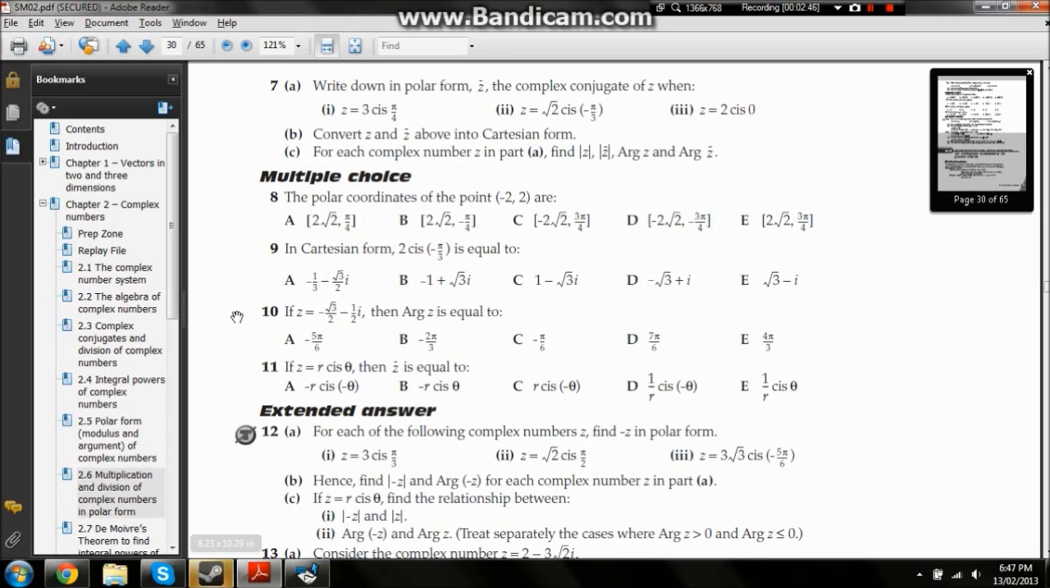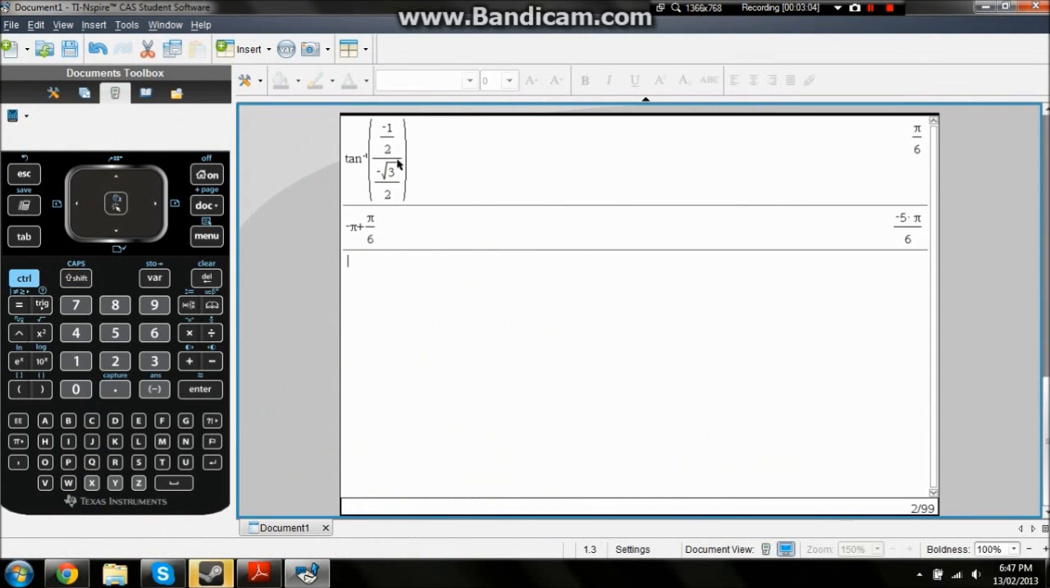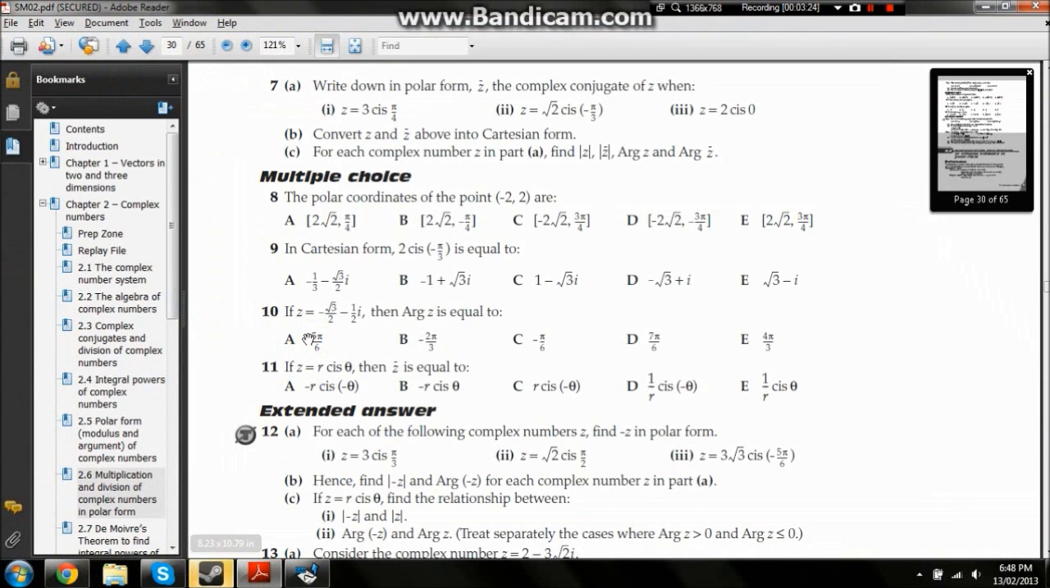Question 10. If z equals -√3/2 take half i, then the argument of z is equal to. So for this one, you have to use the second part of this, which is the tan of y on x, and this is the y and this is the x in the coordinate. So you go like this, and again it's like in question 8 where you have to move the coordinate because it doesn't fit where the equation lies. So it has to be -5π/6. It can't be π/6 because that would give you a different point on the graph, and that's not what it's asking for. So that makes the answer A.